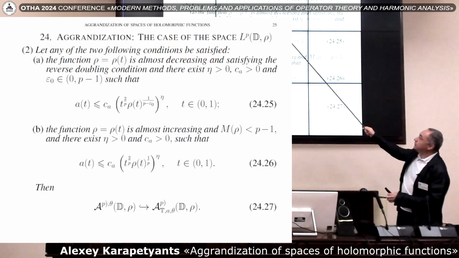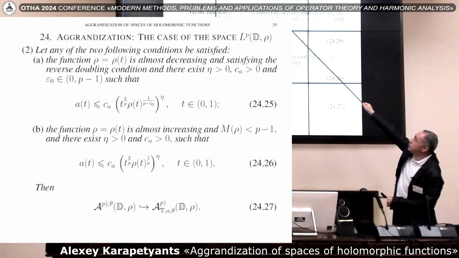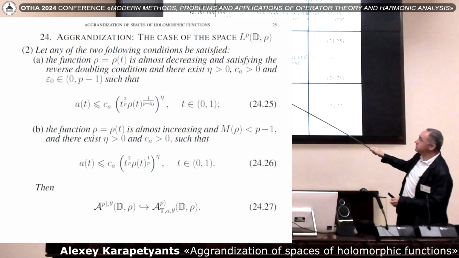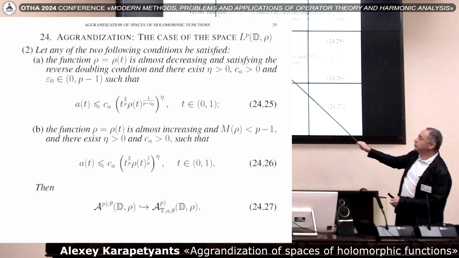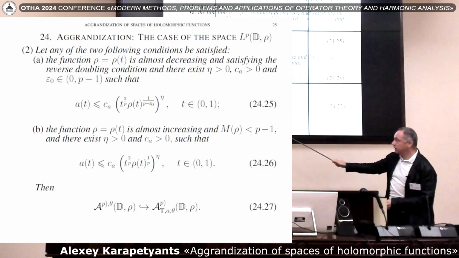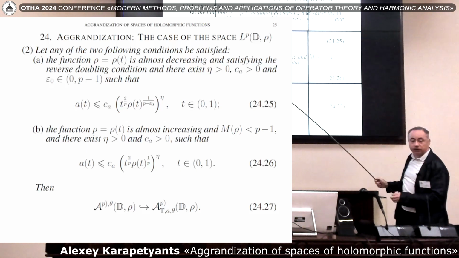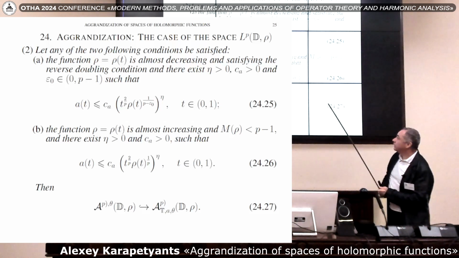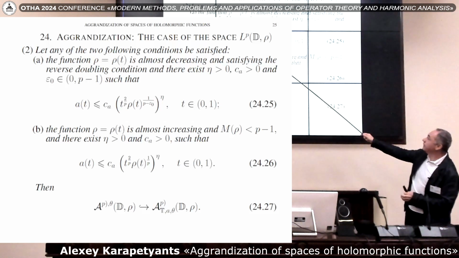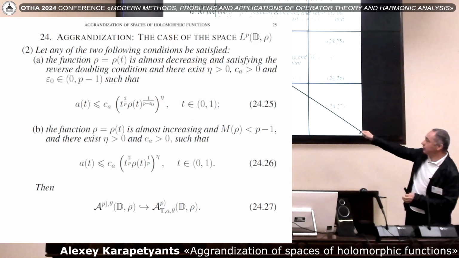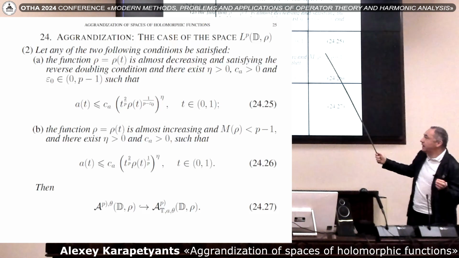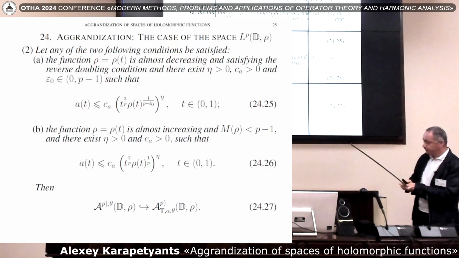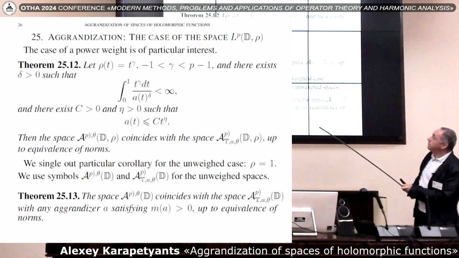Vice versa. Two cases, depending on whether rho is almost decreasing or almost increasing, but in any case, you can see the conditions for the classical grand space to be inside our local aggrandized space. And here also the eta power is just arbitrary. You can play with eta. You can take eta as you wish, just to have this.